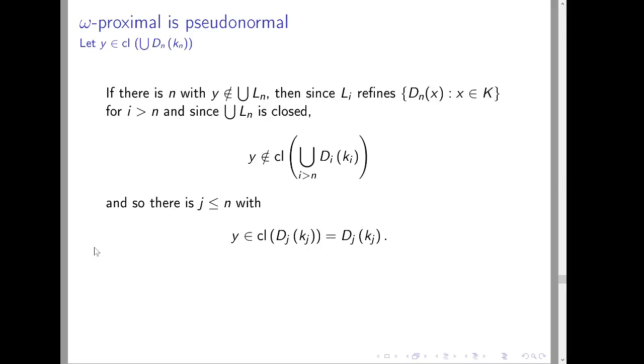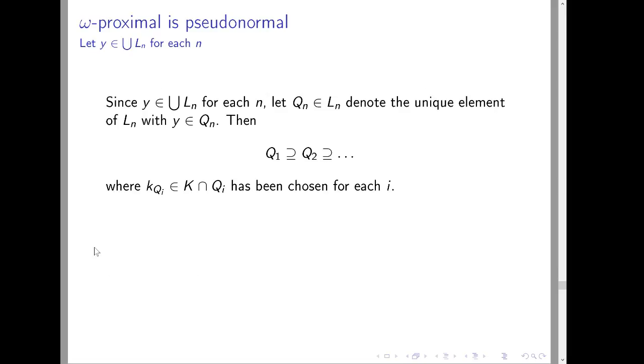Just really quickly here, if there is an n where y isn't in the nth level that you created, then it's easy to show that y is actually in the D_j ball about K_j for some j. So suppose that doesn't happen, and for every n, y is in some element of the level n cover that we've created. What that means is that y is in the level n cover for each n, so you can pick exactly one element of the pairwise disjoint. You can pick exactly one element, the one that contains y, and that's going to give you a descending sequence of sets where y is in each one of them.